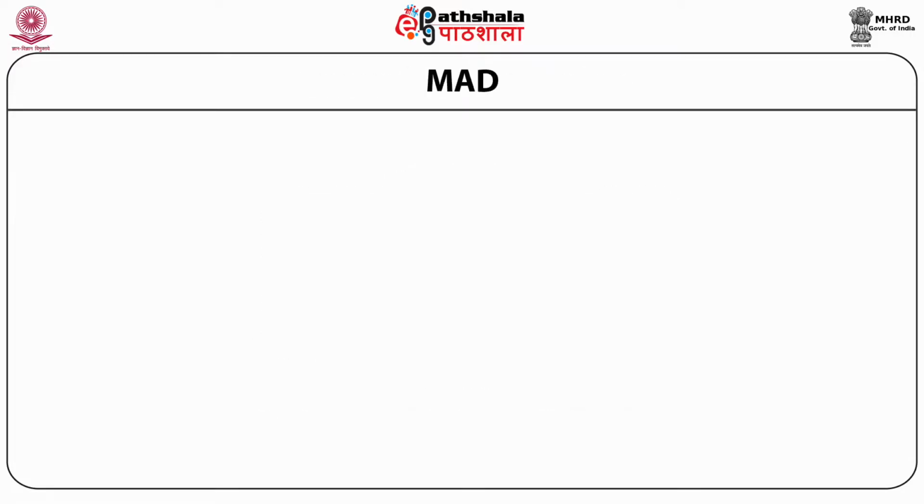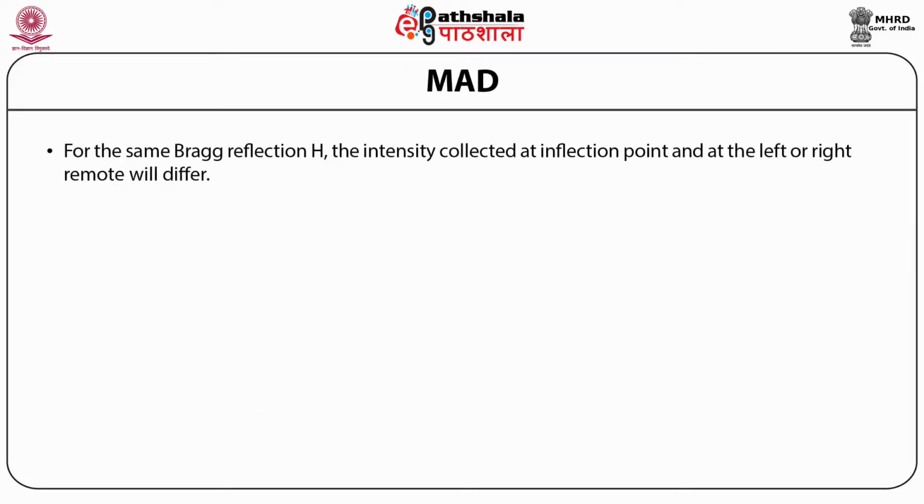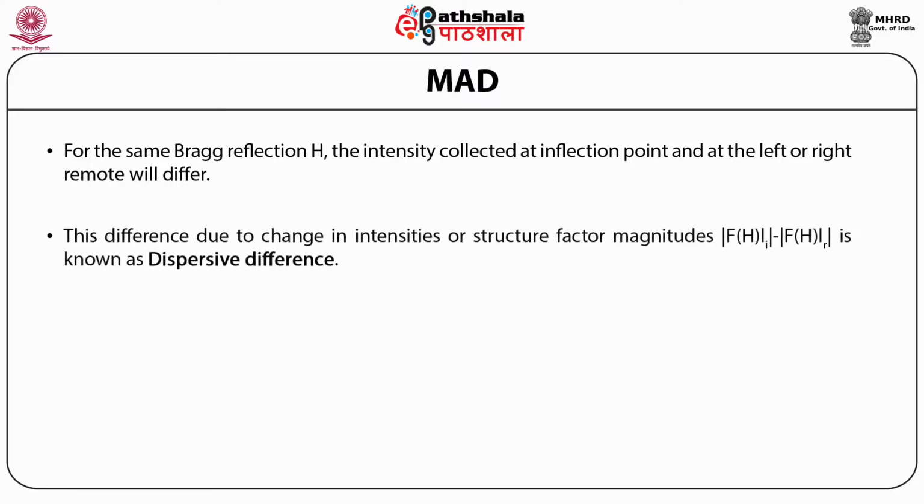As explained now, for the same Bragg reflection, the intensity collected at the inflection point under the left or right remote will differ because the enormous change is there in the F prime value. Therefore, structure factor change will be there. So this difference due to change in intensities or structure factor magnitudes, mod F of H, same reflection at lambda I minus mod F of H at lambda R. Lambda I means inflection wavelength, lambda R means your remote wavelength.